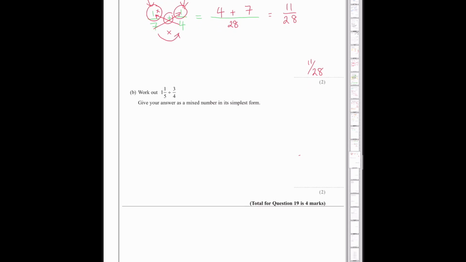It then says, oh, hang on, I'm lying to you. Don't forget your 3 from here. 3 and 11 over 28, okay? You must not forget that bit. Okay, we just work that out first.